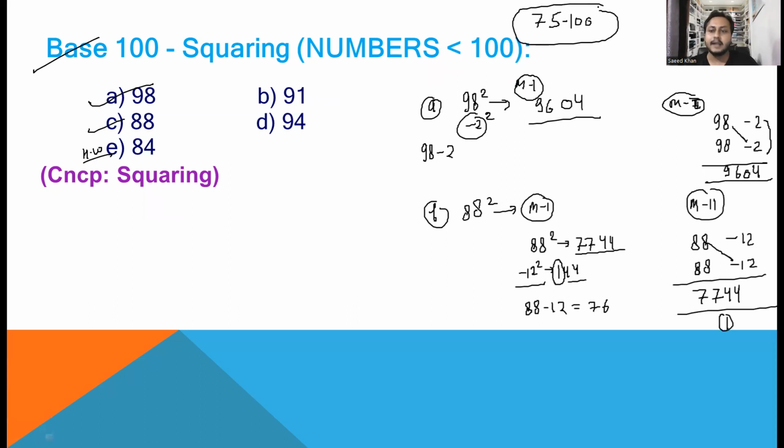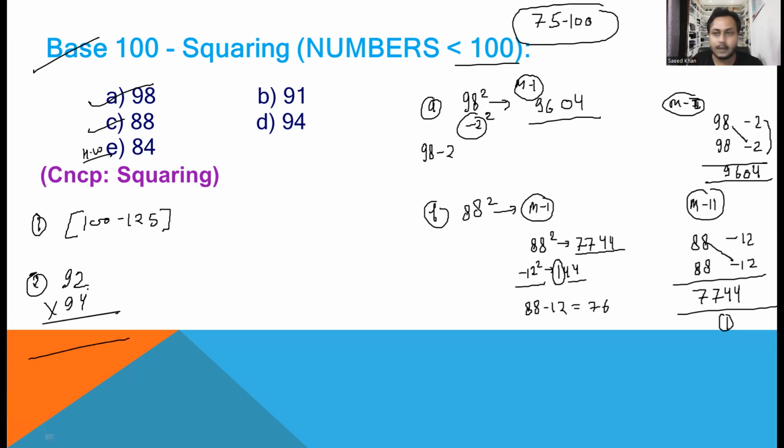So guys, in this way you can easily find the square of any number that is between 75 to 100. In the next video we'll discuss how to find the square of any number between 100 to 125, and how to multiply two different numbers that are close to 100, like 92 into 94. One method we already know, the second method we'll discuss in the next video.